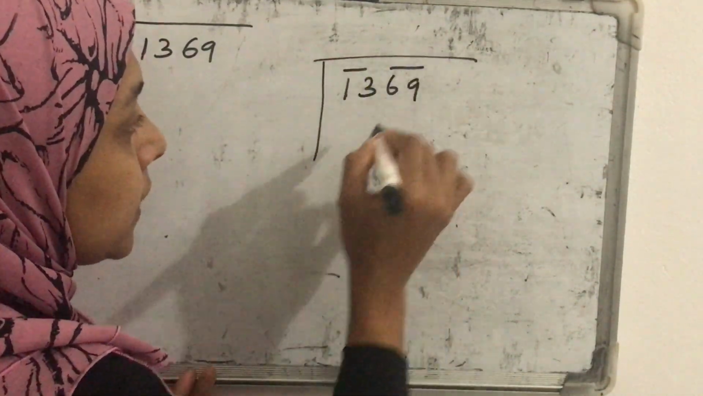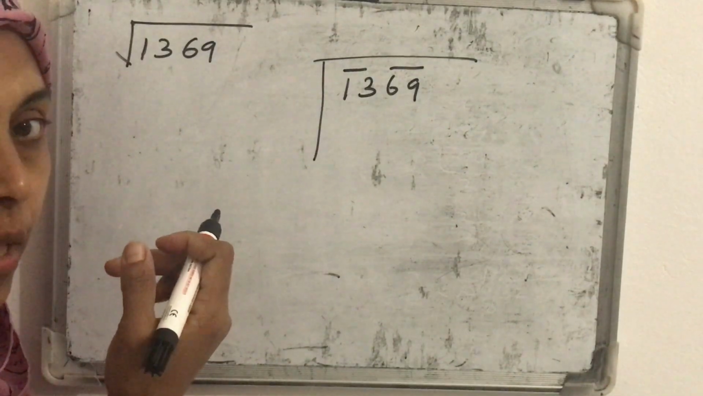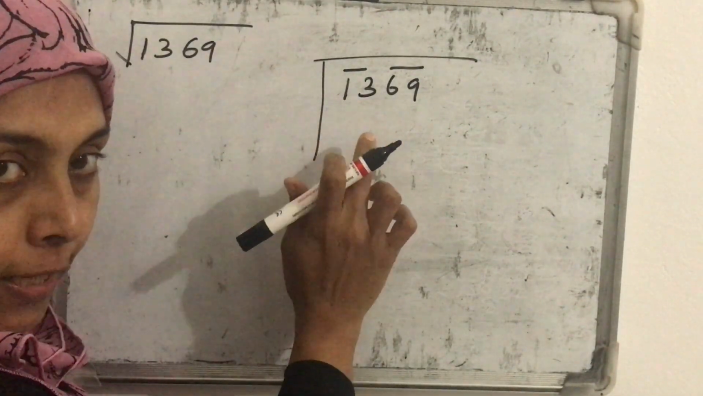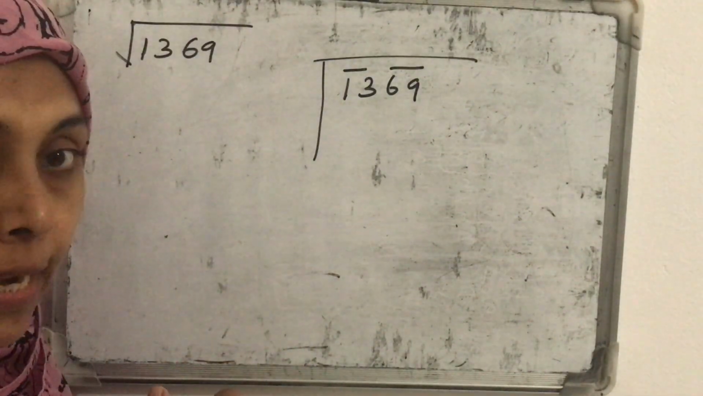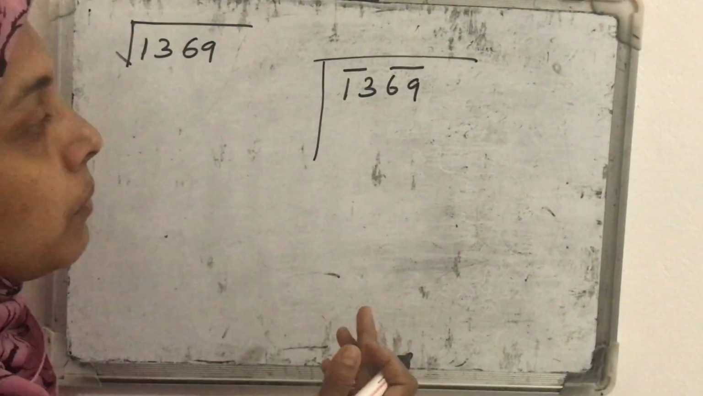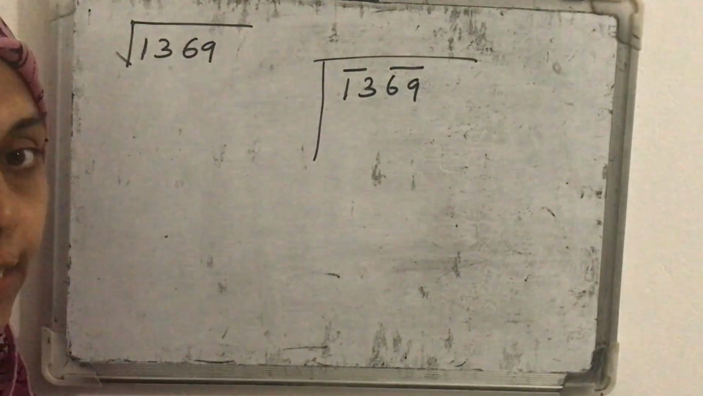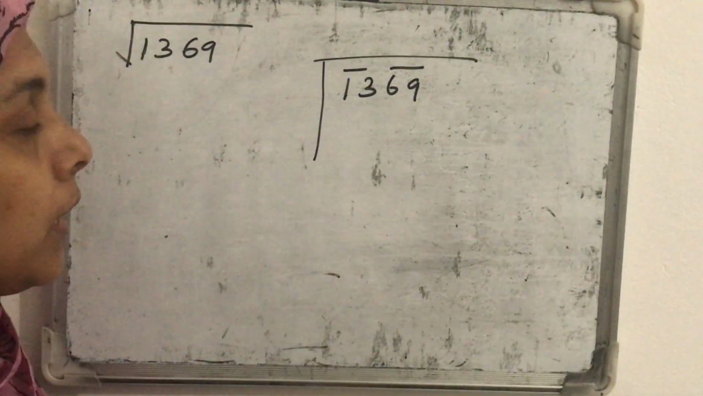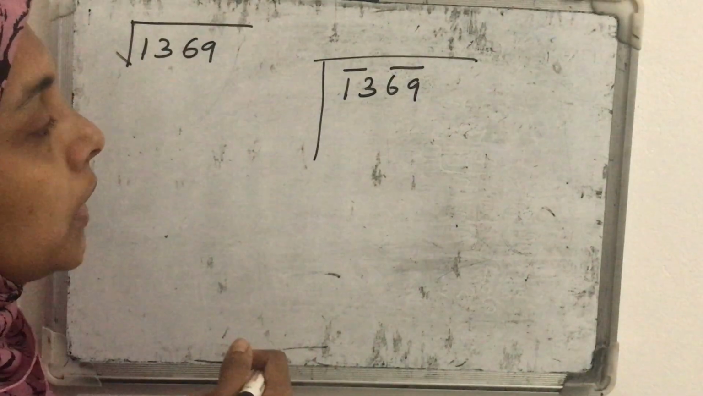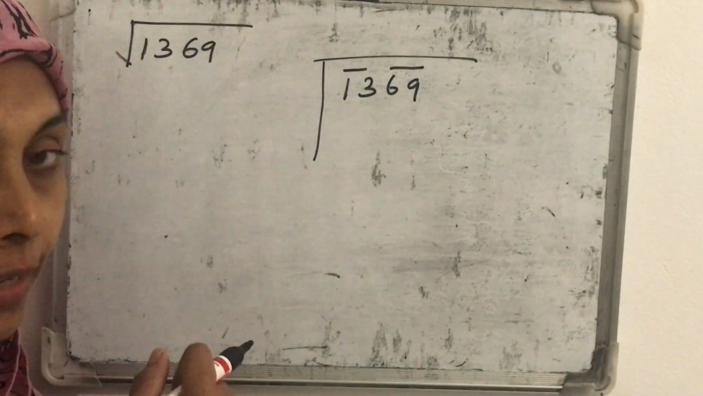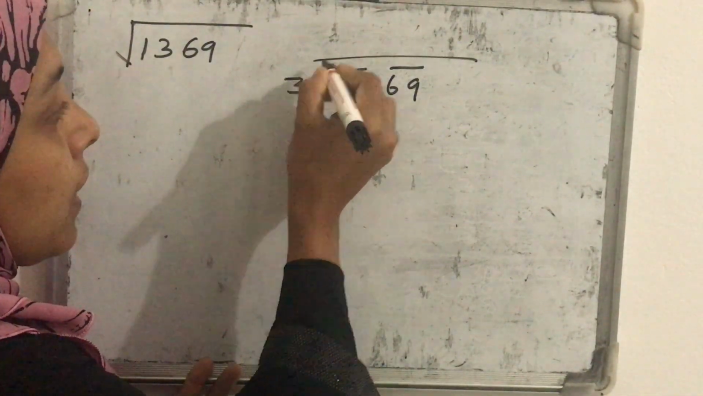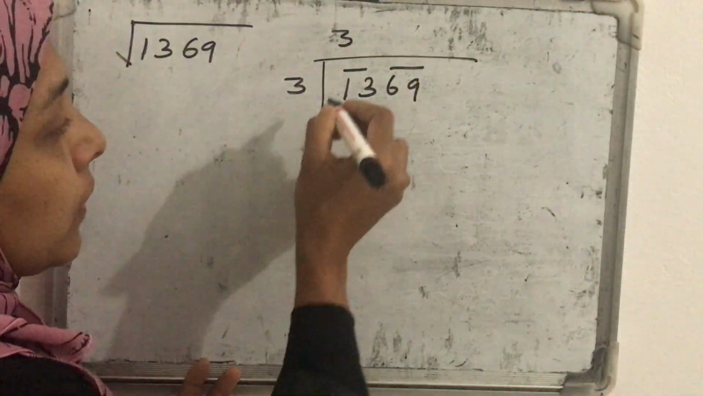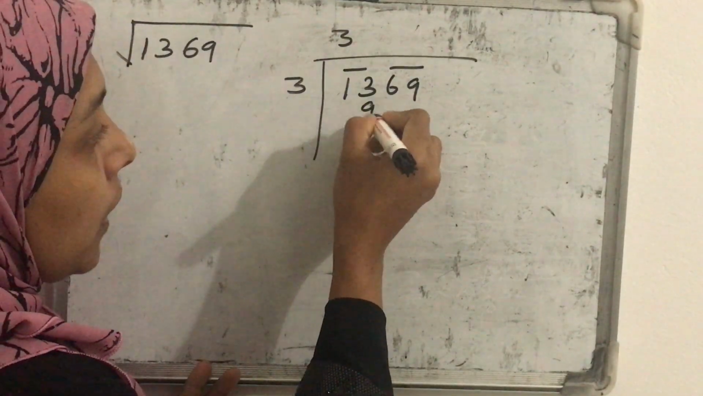Then what is the first step? Find a square number which is just below 13. Which will that be? 9. The next square number is 16, which is greater than 13. So just below 13, the square number is 9. Its square root we know is 3. That we take as the divisor and also as the quotient. Then multiply 3 into 3, 9.